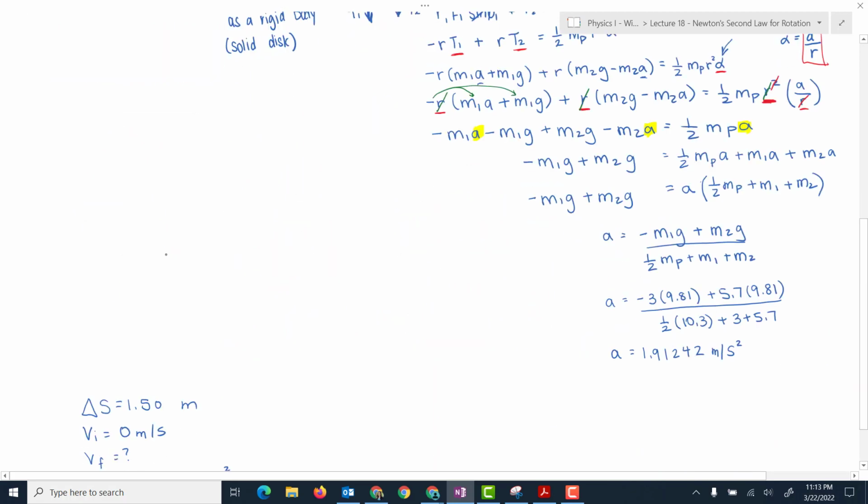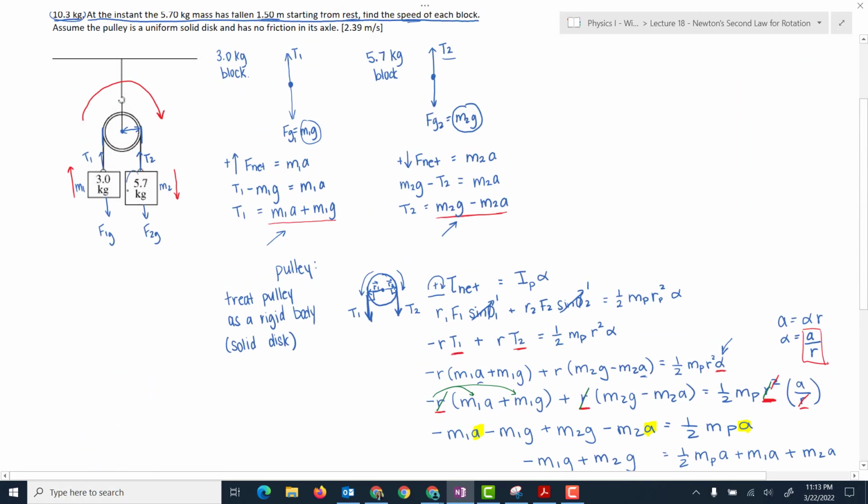So this mass, which is the one that is going down, has fallen 1.5 meters. We want to know, well, what is its speed right now? It wants to know the speed of everything. Well, the speed of the 5.7 kilogram mass is the same as the speed of the 3 kilogram mass. The 3 kilogram one is going upwards and the 5.7 kilogram one is going downwards, but they have the same speed because they're attached to each other with the same rope. Okay, so let's figure out what the speed is now.